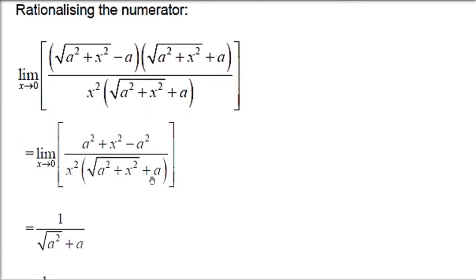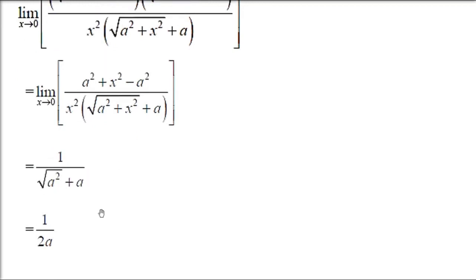You can just cancel it, x square, and you just have in the denominator under root a square plus x square plus a, and put x as 0. So as I'm saying, a square gets cancelled in the numerator, x square will remain in the numerator. Denominator you already have x square, it cancelled. x is 0, so under root a square is a, and a plus a is 2a.